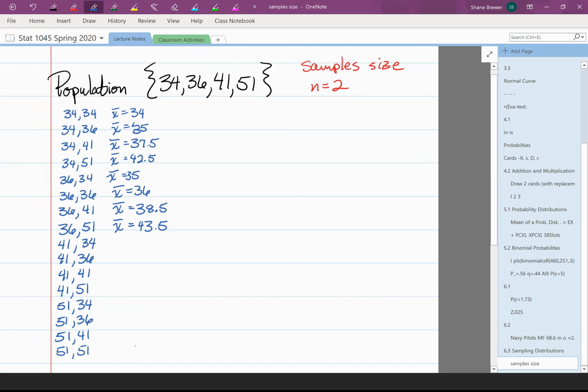So we'll start there. 51 and 41 is 92. 87. So that's 43.5. 85. Right? 85. So 42.5. 92. So 46. 41. 77. And that's going to be 38.5.